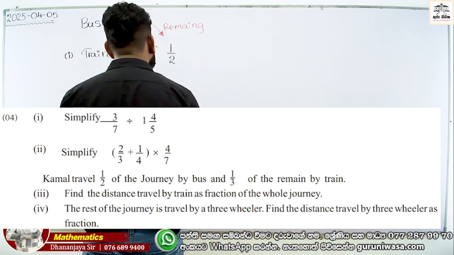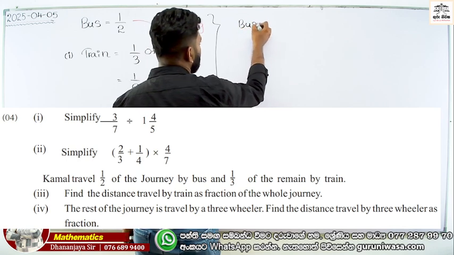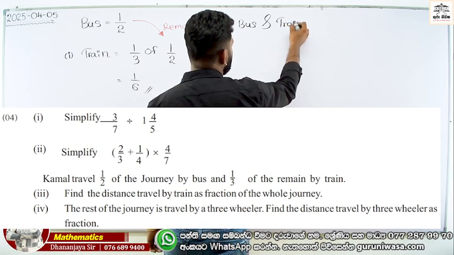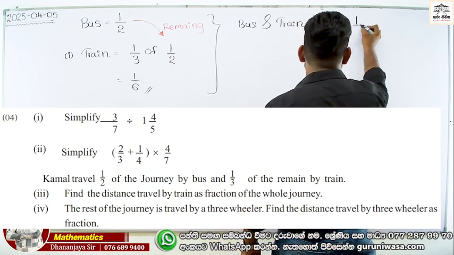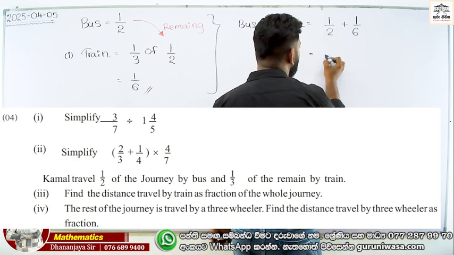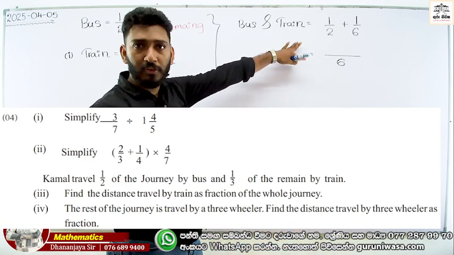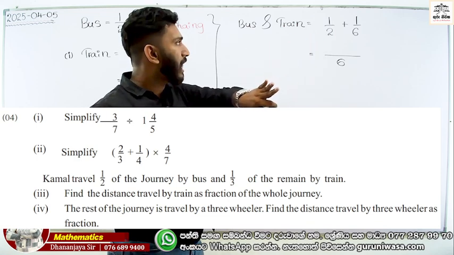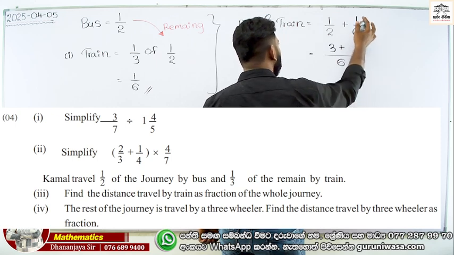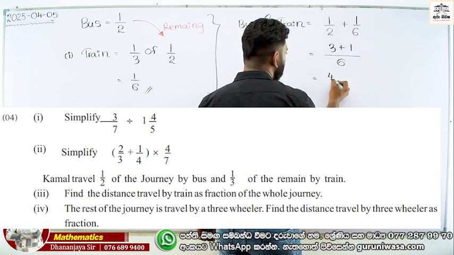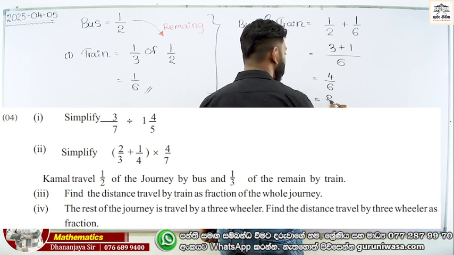Now listen. These two things we need to add. Therefore, bus and train should be equal to the half of the journey by bus and 1/6 by train. Now what is the LCM? LCM becomes 6, because the greatest one is 6 and we can divide by 2. Now 6 divided by 2 is 3, 3 times 1 is 3. Now 6 and the 1. Now we can write it as 4/6. Just wait. We can simplify. What is the answer? 2 and 3.